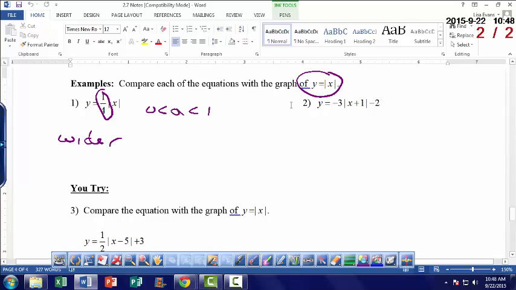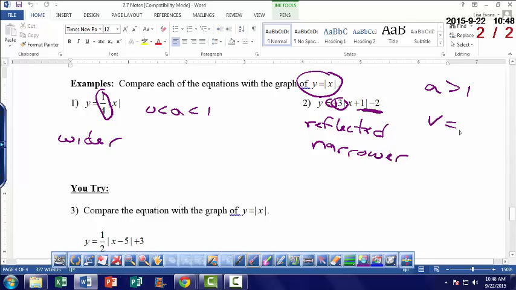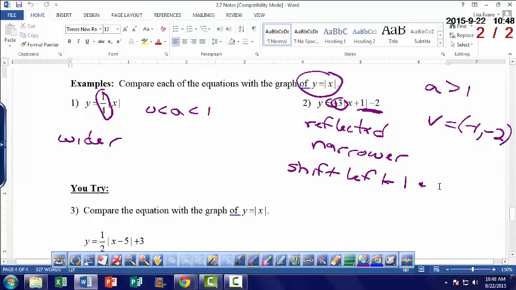Number 2, we have a couple things happening. We have a negative, which means reflected. So it's opening down. We have a 3, which is greater than 1. That means our A is greater than 1. So it's narrower, thinner. It's getting stretched. And then we have a shift. We have the vertex is (-1, -2). So we shift left 1 and down 2.